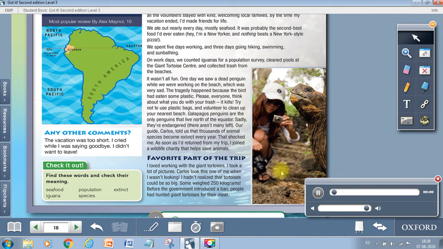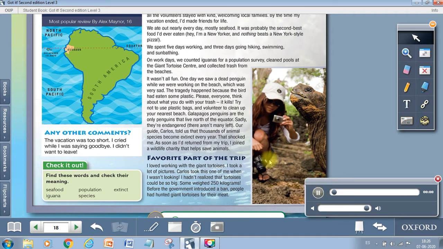Favorite part of the trip. I loved working with the giant tortoises. I took a lot of pictures. Carlos took this one of me when I wasn't looking. I hadn't realized that tortoises could be so big. Some weighed 250 kilograms. Before the government introduced a ban, people had hunted giant tortoises for their meat. Any other comments? The vacation was too short. I cried while I was saying goodbye. I didn't want to leave.